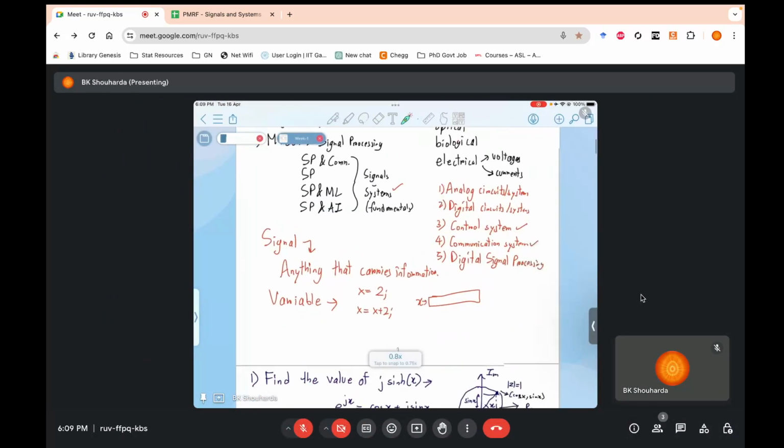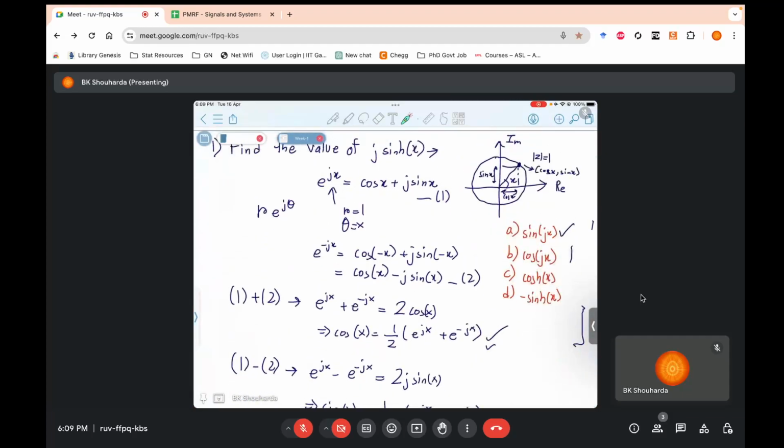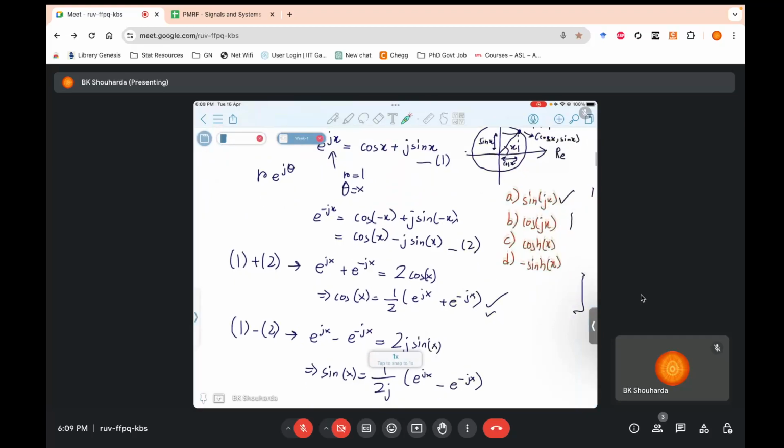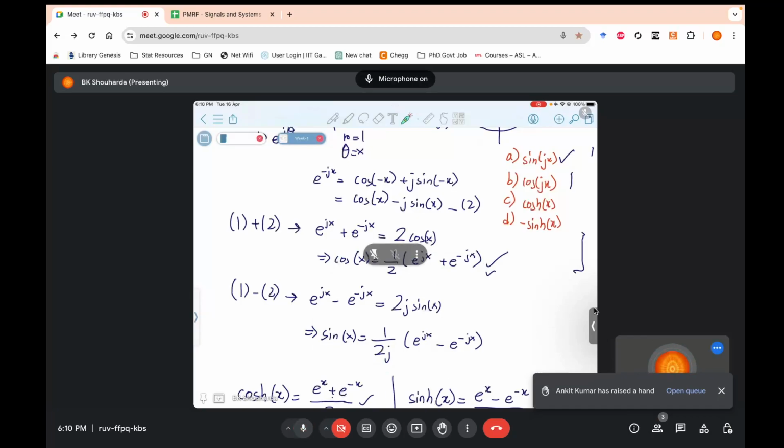So e to the power jx is cosine x plus j sine x. This is Euler's identity, and you should be using this whenever you are asked such questions regarding the hyperbolic functions. So for example, cosine x is half e to the power jx plus e to the power minus jx. Then the sine x equals, alright, it's clear now.